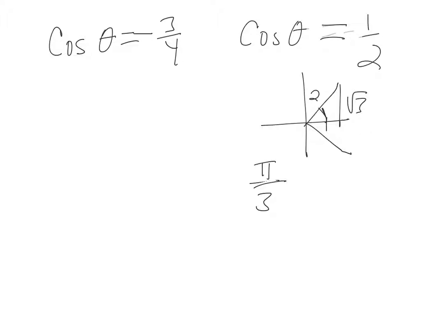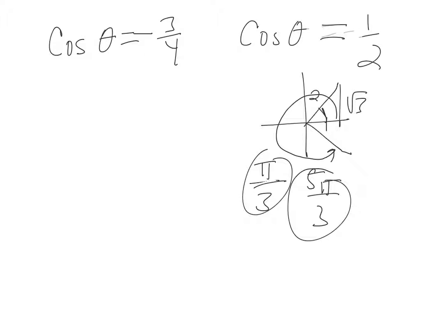Pi over 3. And since this angle has the same reference angle, 6 pi over 3 minus 1 pi over 3 is 5 pi over 3. So there's one pair of solutions. The other one, I don't know what angle has a cosine of negative 3/4, but I do know that that is over here in quadrant 3 and in quadrant 4. So I'm going to grab my calculator and do the arc cosine of negative 3/4.